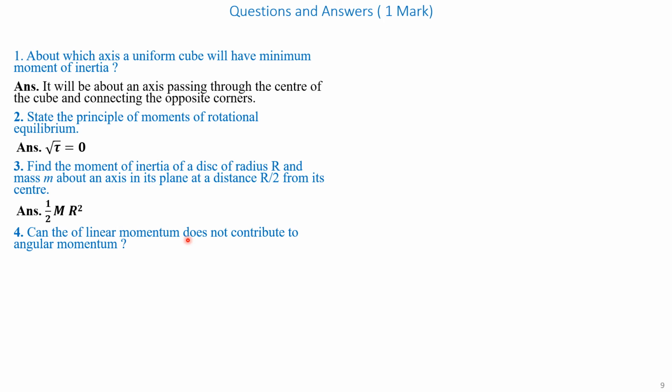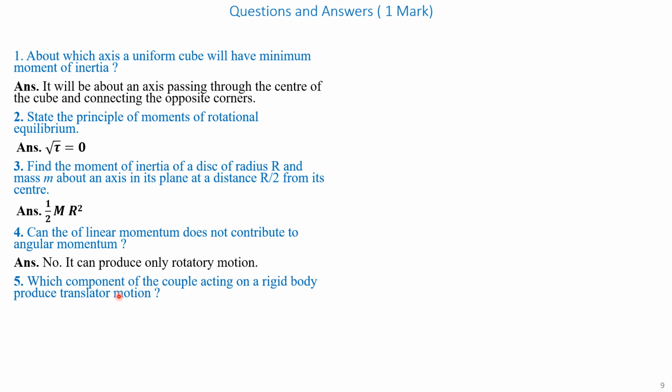Question number 4. Can linear momentum contribute to angular momentum? Answer. No. Linear momentum does not contribute to the angular momentum. It can produce only rotary motion. Question number 5. Which component of the couple acting on the rigid body produces translatory motion? Radial component produces the translatory motion.